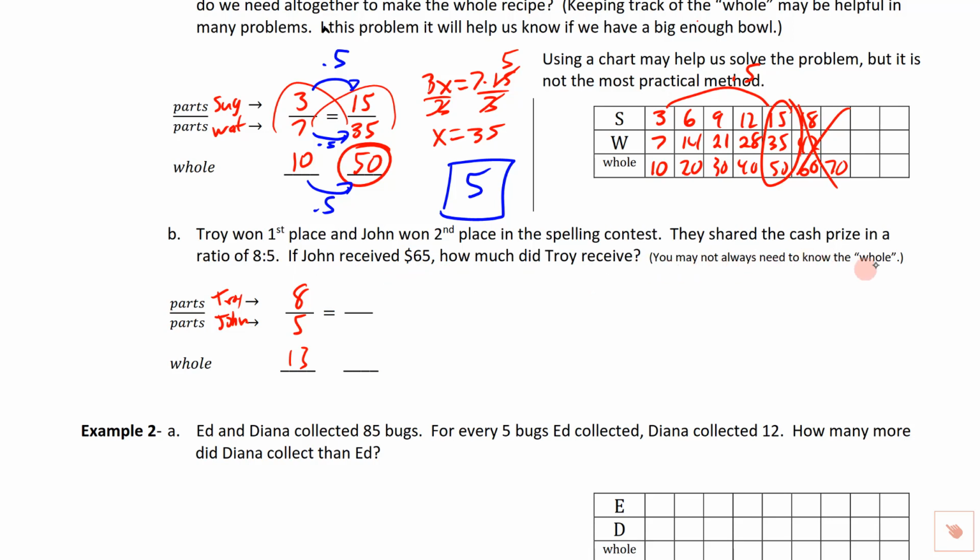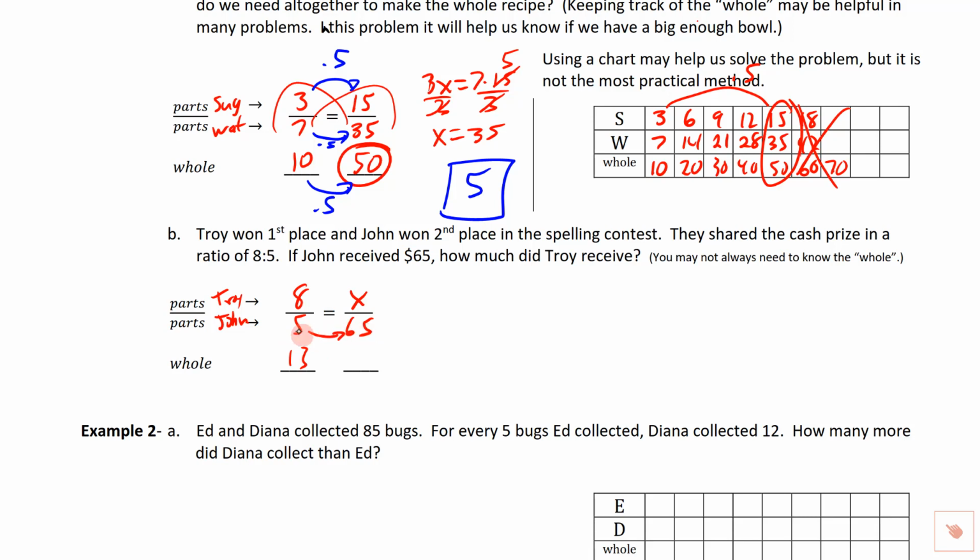And then it says you may not always need to keep track of the whole, but it's kind of a good thing to be aware of. It's definitely going to be helpful when we work on some different problems and the stuff that we're going to do in the next section. So it says John received $65, so he got $65. Well, let's solve this one a little bit differently. How would we go from 5 to 65?